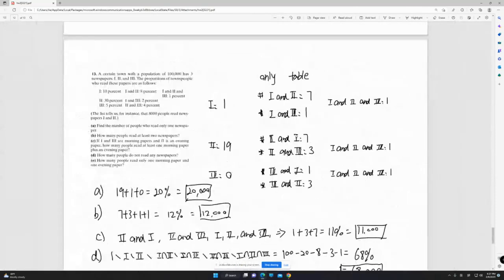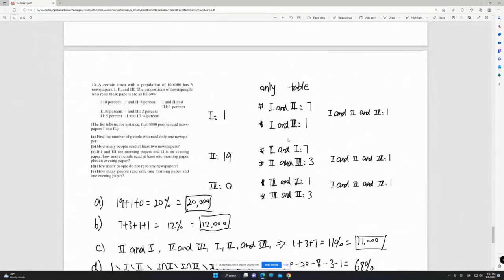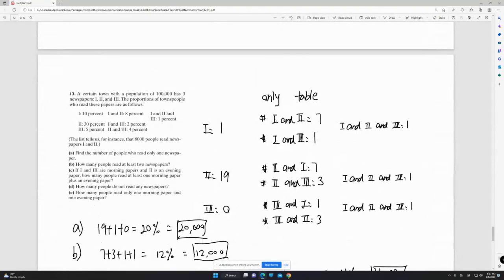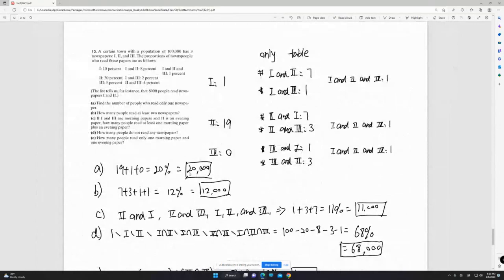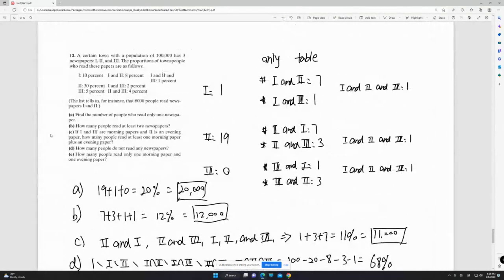So I first create a table, and all the variables in this table are disjoint with others. Like I got 1 and 2 only, because in here 1 and 2 is 8%, but this 8% includes this 1%. So 8 subtract 1, I got 7. So this implies 1 and 2 only. And similarly for all those, and I got all the data for this table. Once I got this table, I can start with part A.